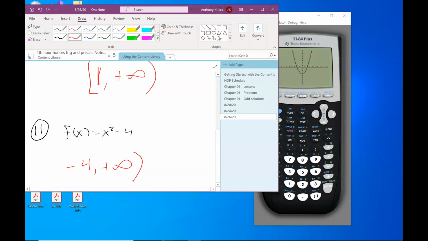So the last thing I need to do is decide whether that -4 should get a bracket or a parenthesis. I'm going to ask myself, is there a point on this graph that contains the y-coordinate -4? And it certainly seems like it does. It's this point right here at the vertex, the point (0, -4). So because there is a point with -4 as the y-coordinate, I know that should be a bracket rather than a parenthesis.